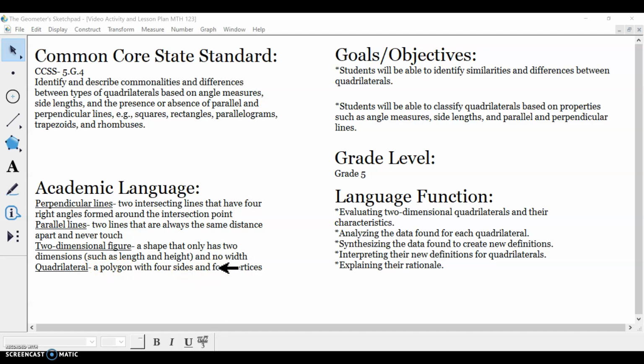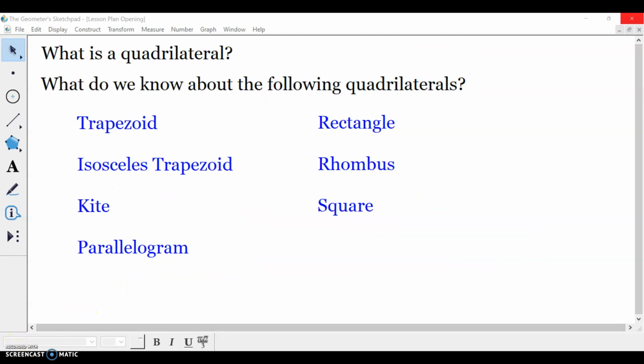So every single shape that we'll be looking at today will be a quadrilateral, meaning it has four sides and four vertices, or angles. By the end of this lesson, students will be able to identify similarities and differences between quadrilaterals, and they'll be able to classify quadrilaterals based on properties such as angle measures, side lengths, and parallel and perpendicular lines. Before we even get into the bulk of this lesson, we must know what a quadrilateral is. So a quadrilateral is a figure that has four sides and four vertices, or four angles.